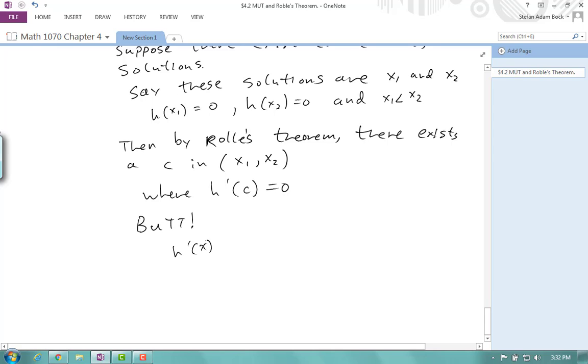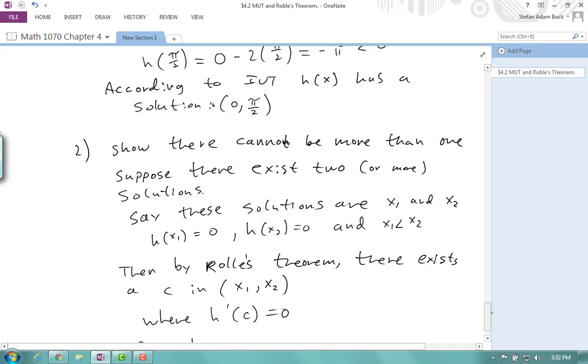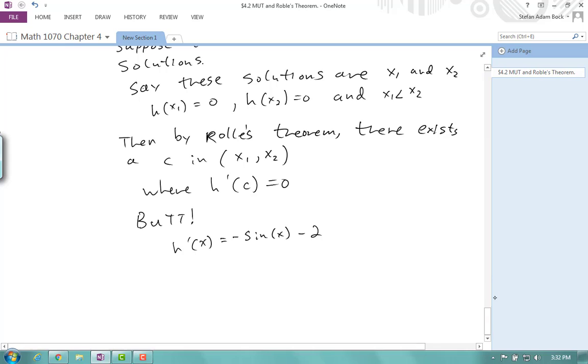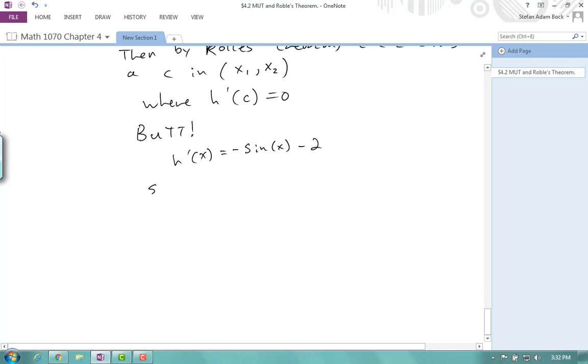H prime of x, the derivative of my function, is going to be negative sine of x minus 2. Right? H of x is equal to cosine of x minus 2x, so its derivative, the derivative of cosine, is negative sine. Perfect. Which means h prime of c, which is equal to negative sine of c minus 2, is equal to 0.